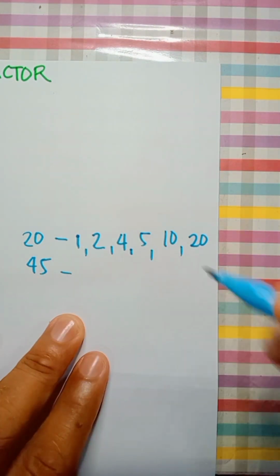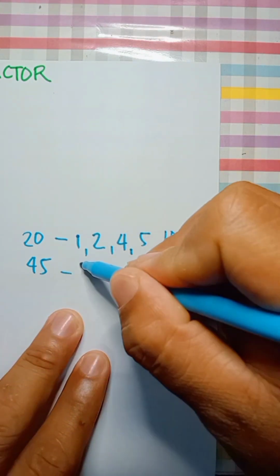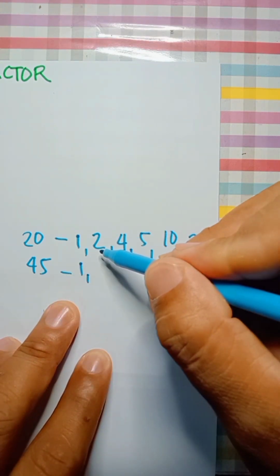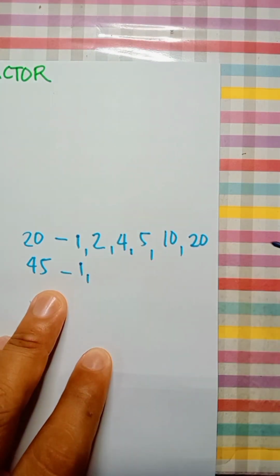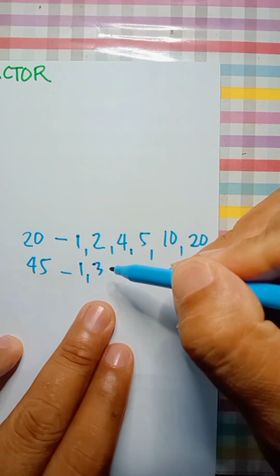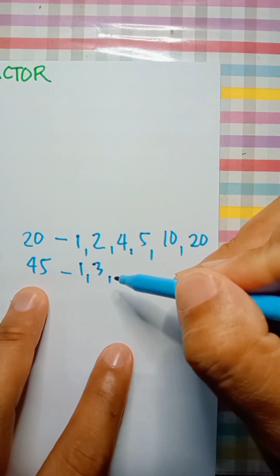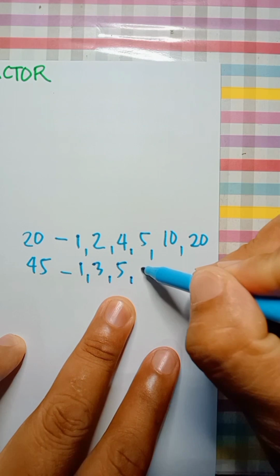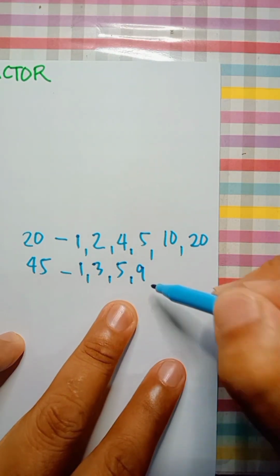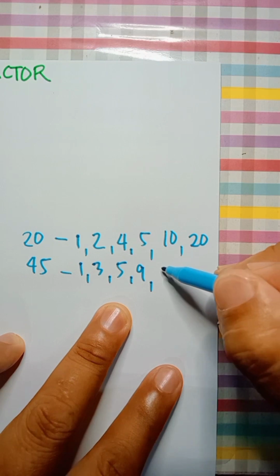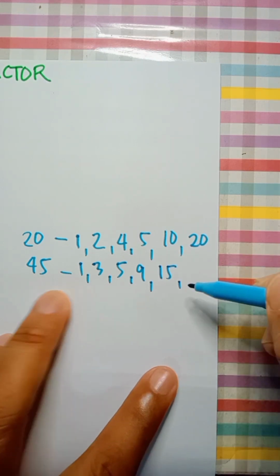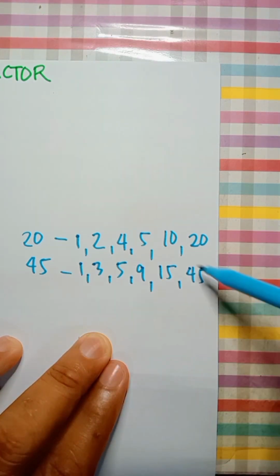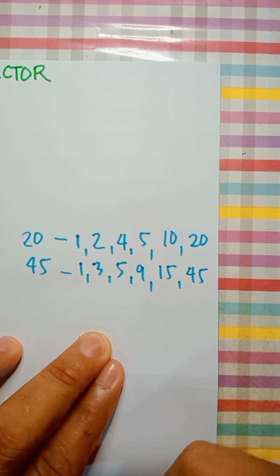So how about 45? This is an odd number, but 45 can be divided by 1. And 45 cannot be divided by 2 because it's an odd number. It can be divided by 3, right? 45 can be divided by 5 also. 45 divided by 5 is simply 9, so 9 is a factor of 45. And 45 divided by 3 is simply 15. And 45 can be divided by 45. So these numbers here are the factors of 45.